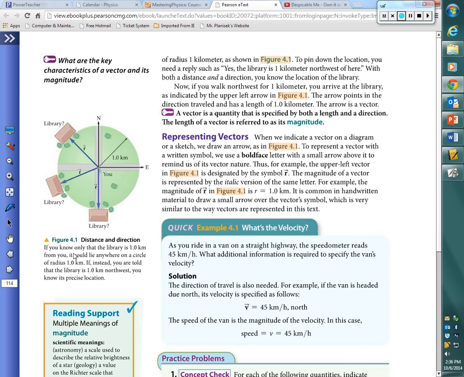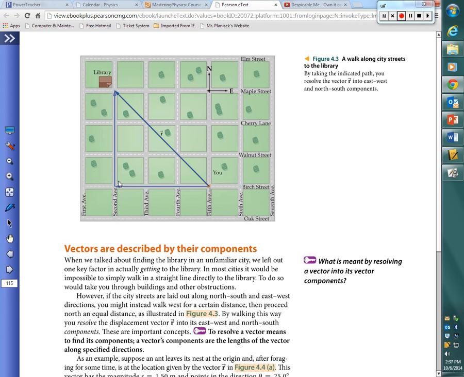Okay. We illustrated the idea that if you just tell me the library is 1 kilometer away, that gives a lot of possibilities about where the library is. But if I know that it's 1 kilometer northwest, now I know exactly where the library is. So this arrow right here, the one that's labeled R here, which is the same arrow as this R right here, what would that represent?